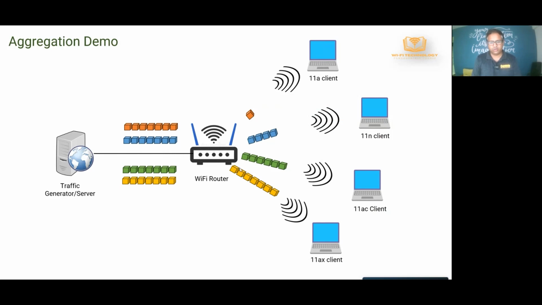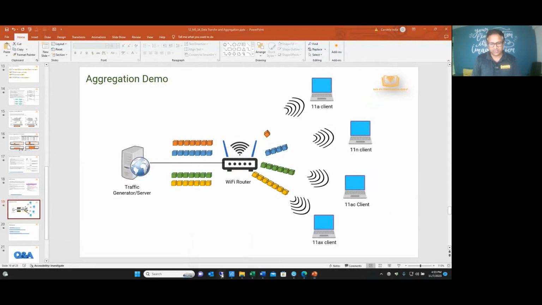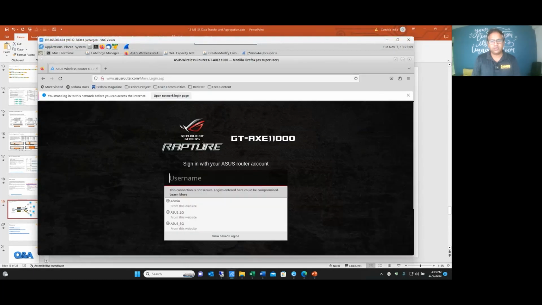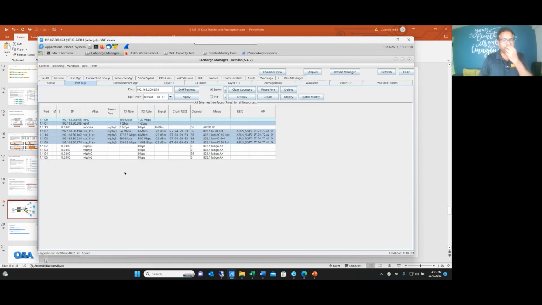The router that I'm using here is an ASUS gaming router, a Wi-Fi 6E router, and I'm using my test tools. Let me quickly show you. We created 4 stations: one 11A station, a legacy station doing 20 megahertz 1x1 MIMO; one 11N station, doing 40 megahertz 4x4 MIMO; one AC station doing 80 megahertz 4x4 MIMO, 11AC; and another AX station doing 80 megahertz 4x1.